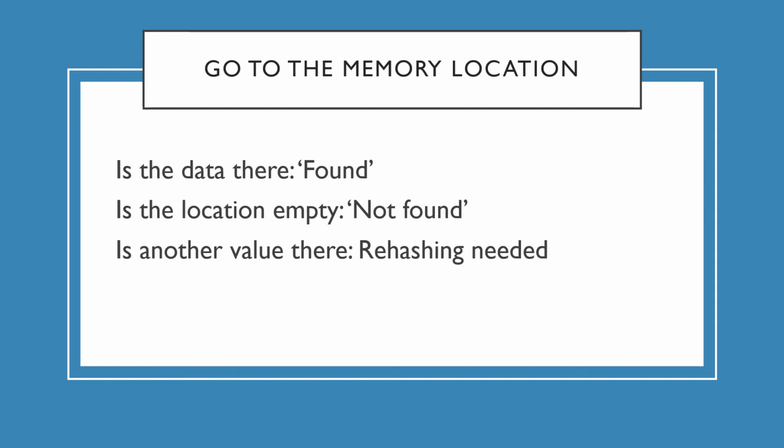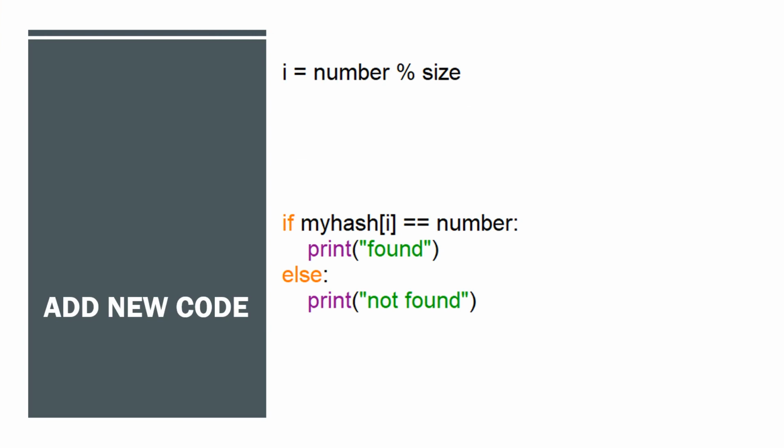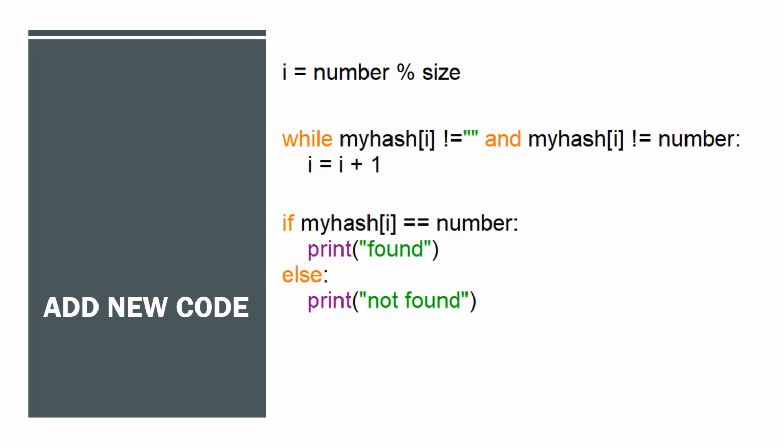Let's see how that would work out in code. Here's the existing code. We generate I as the remainder. That's our hash value. And we look in location I. And the number's either there or not. However, if the value is not the number that we're looking for, and it's not an empty space, then we need to start using rehashing. And remember, I'm using very, very simple rehashing. I'm simply adding 1 to the value of I. So that will count us on until at least one of those two conditions is no longer met. And at that point, we should have found our data item.